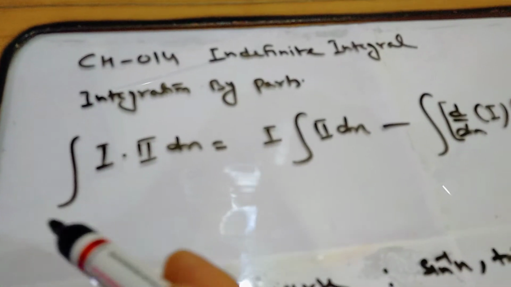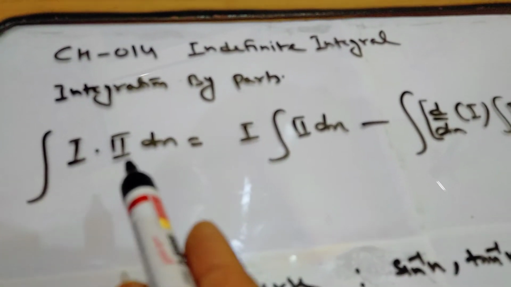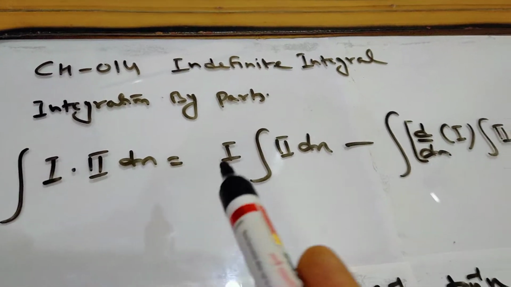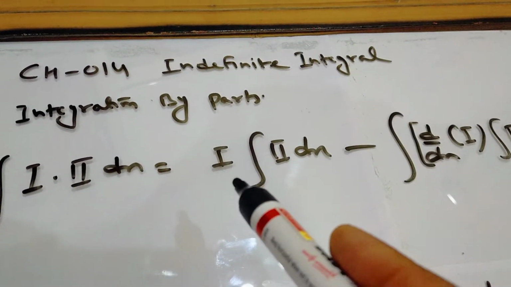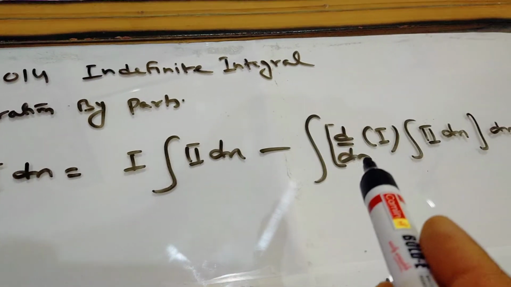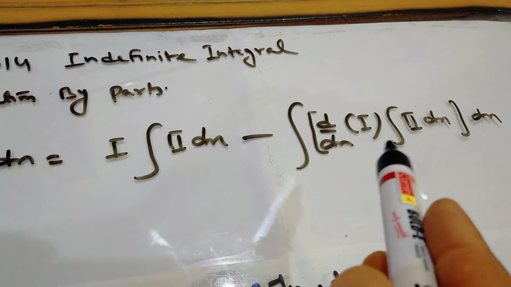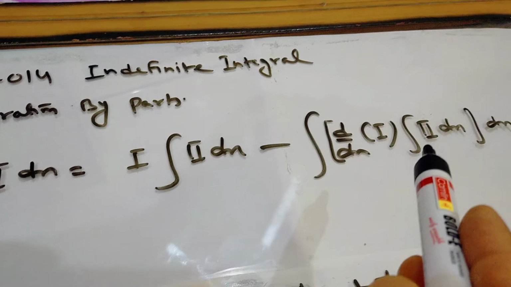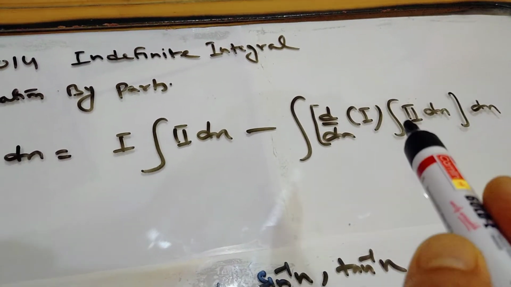According to integration by parts, first function multiplied by second function into dx can be written as first function as it is, integration of second function, minus differentiation of the first function multiplied by integration of second function, then whole integration is there.